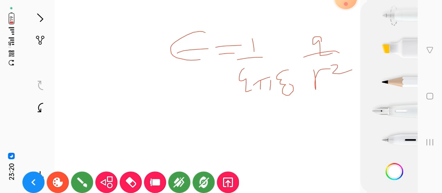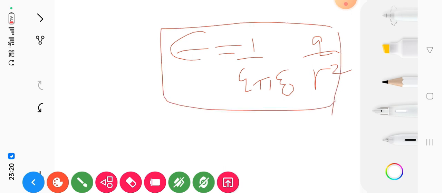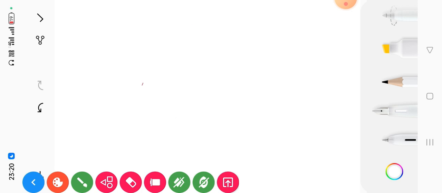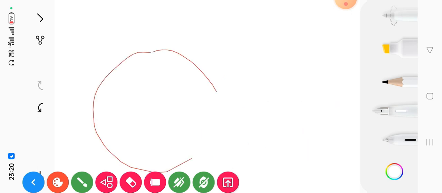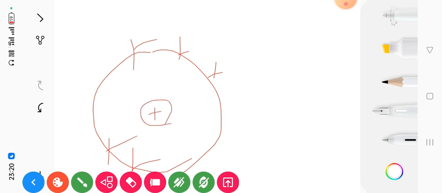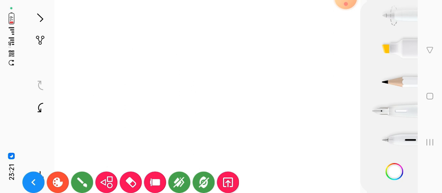Have you seen this equation earlier? Yes, for a point charge, the electric field is the same. So what can we conclude? For a point outside a charged sphere, we can treat the whole charged sphere as a point charge, with the charge considered to be at the center. The charge is on the center of the sphere, because the two equations are equal.